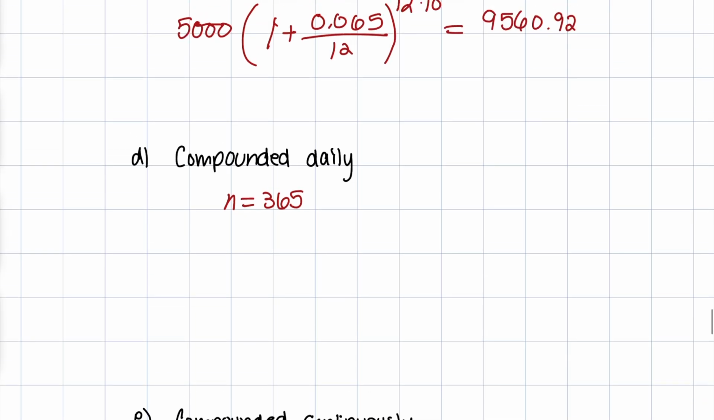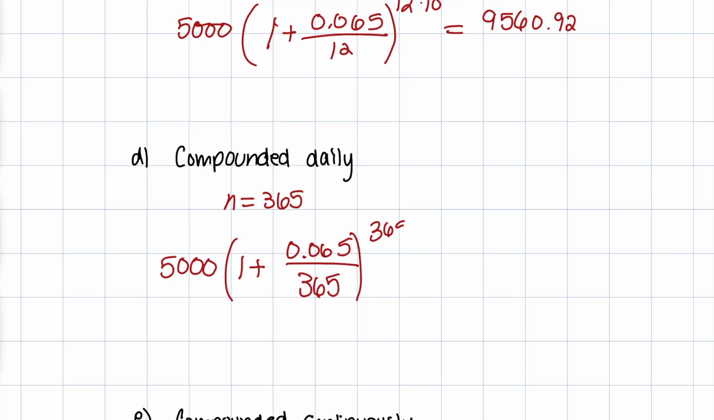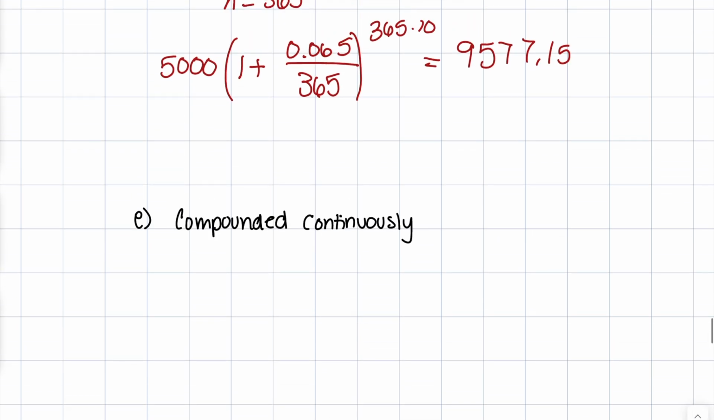Technically, that's actually what mortgages compound, if you read into them, but they have their own different calculation. So 1 plus 0.065 over 365, to the 365 times 10, and we'll get 9,577.15. And how about if we do it continuously?